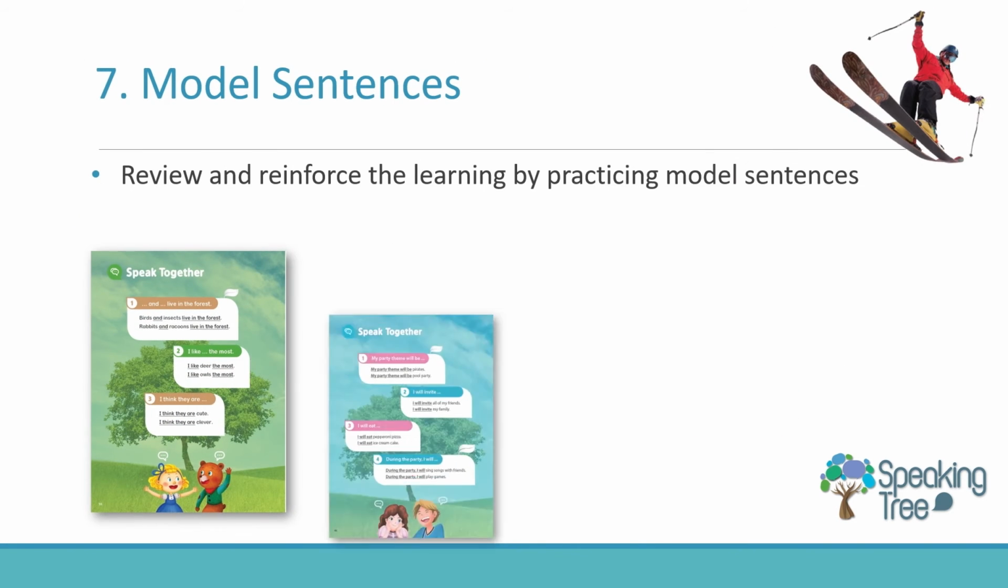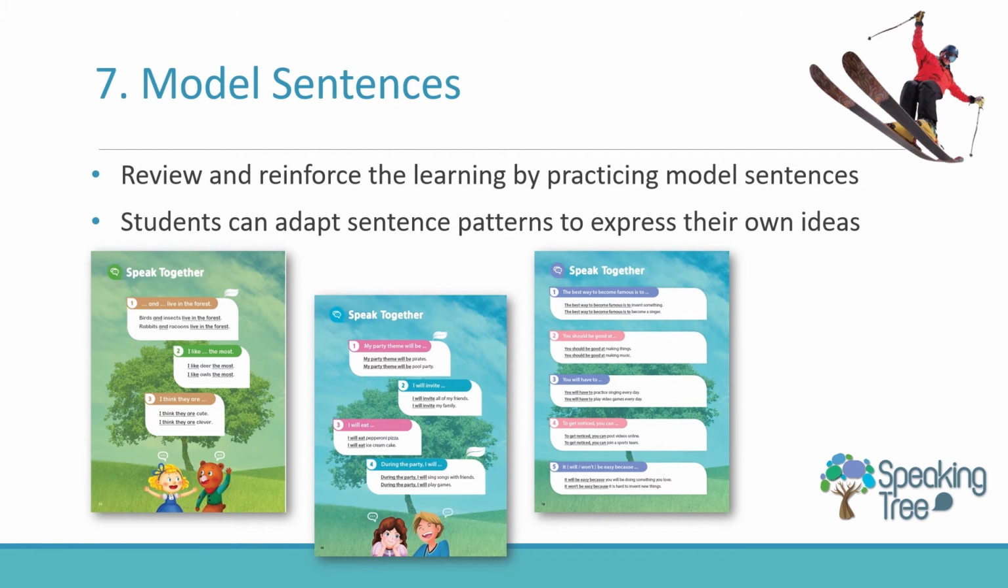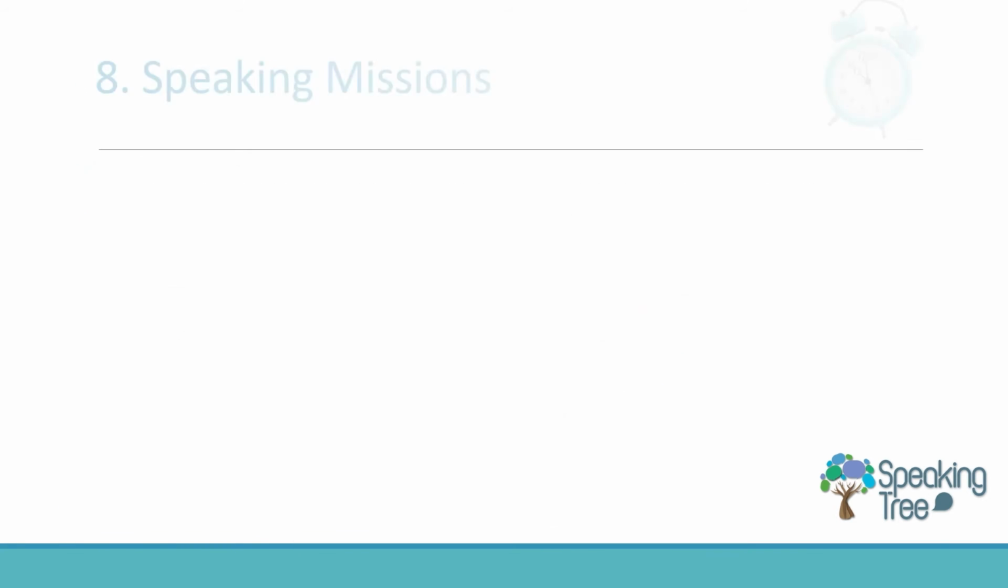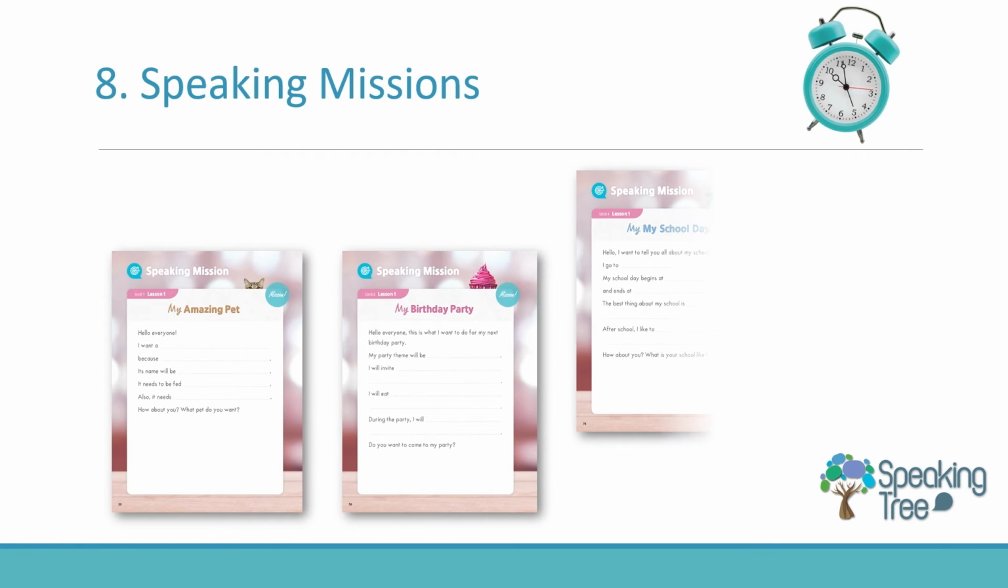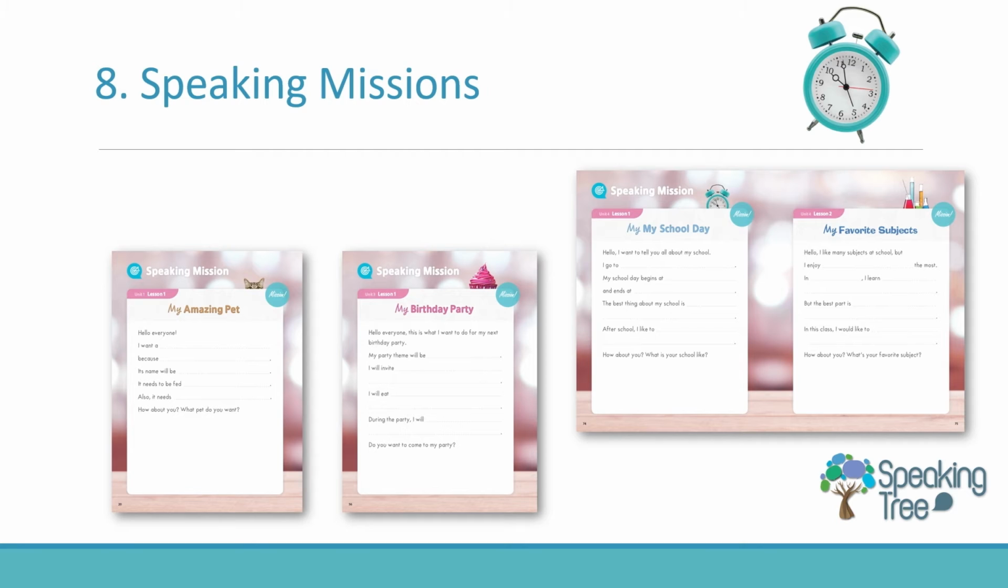Model sentences help students to review and reinforce the learning, as well as adapt the sentence patterns to express their own ideas. That brings us to speaking missions, which are the culmination of each lesson. The goal is for students to take what they have learned and create their own speaking output. And because there are 2 lessons per unit, students get double the practice with 2 thematically linked speaking missions per unit.